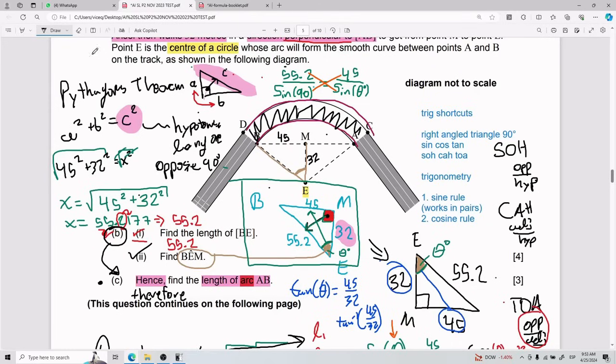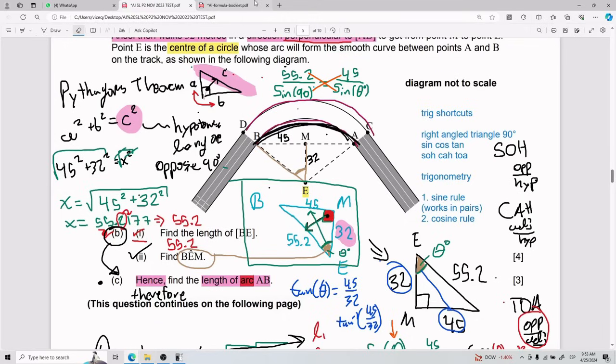Now, technically there's two arcs, right? There's the arc that's on the bottom, see? And there's the arc that's on top. In this case, they want you to find arc AB, the one at the bottom, the one that I just put in black, okay? So how can you find the length of arc AB?